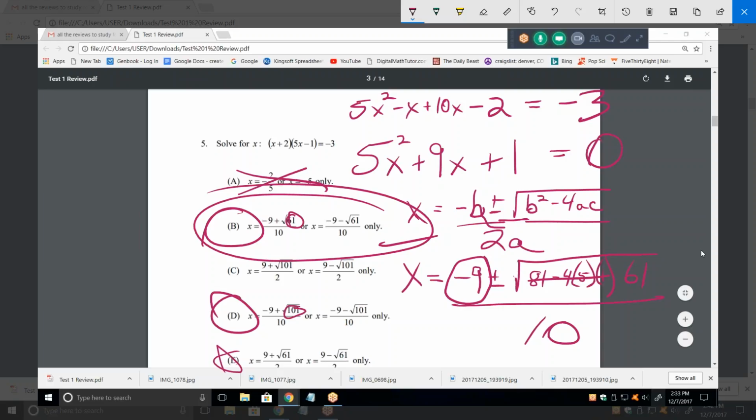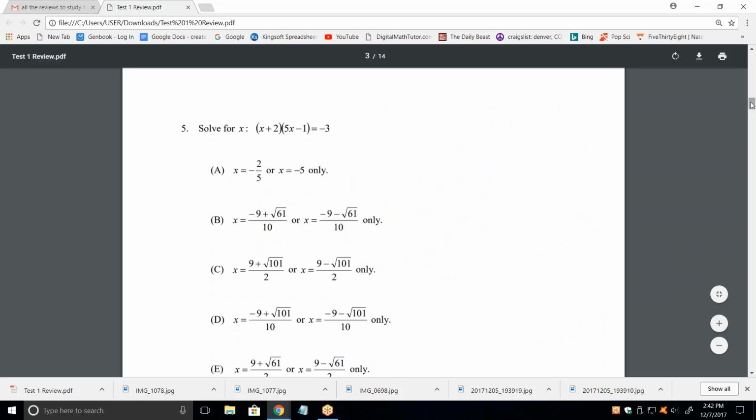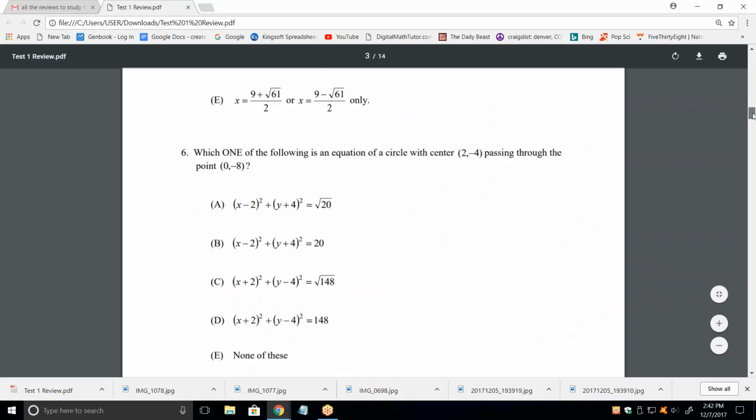And again, this is a fairly difficult problem. This is not easy algebra. This would definitely be higher level stuff.